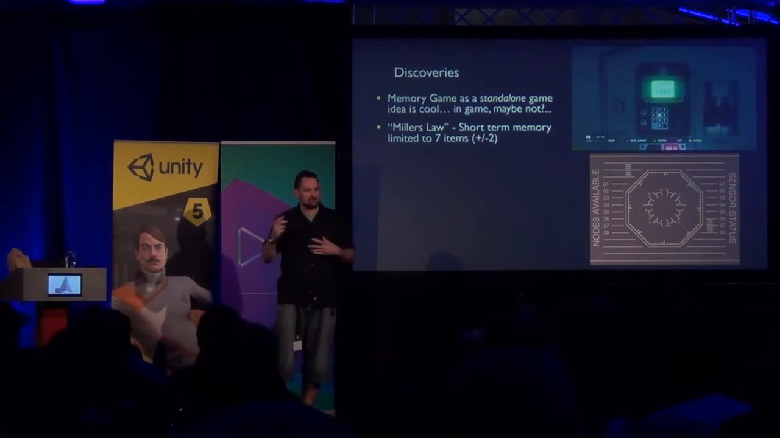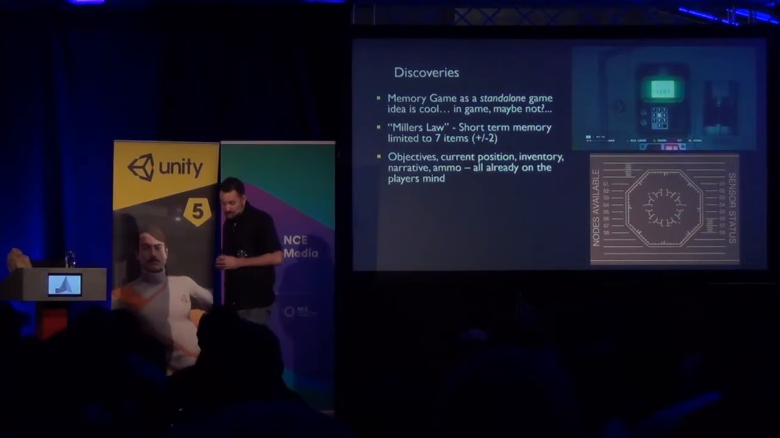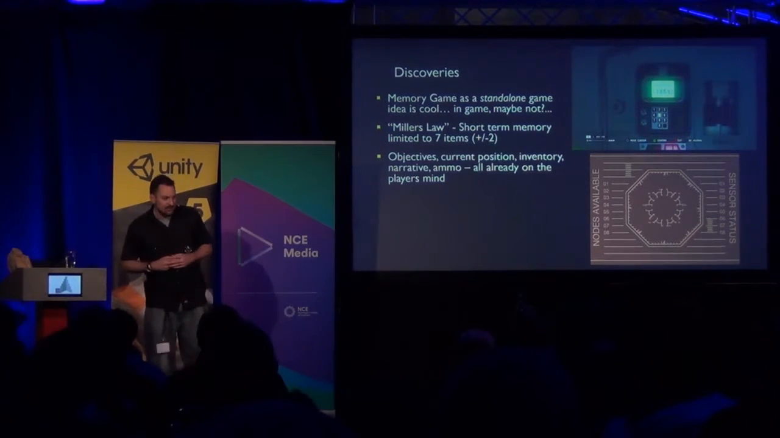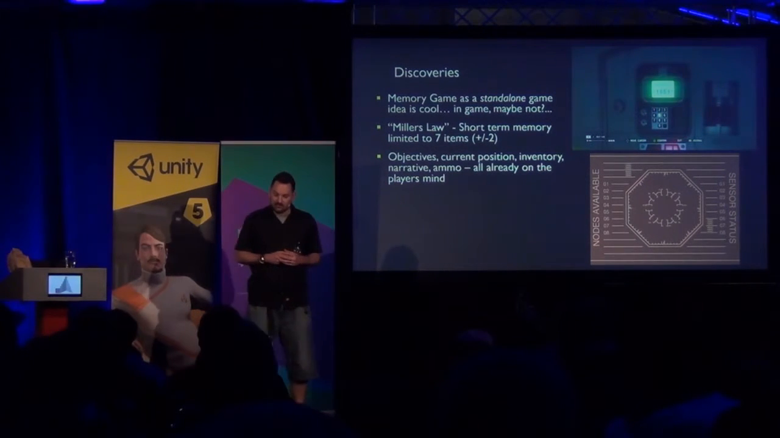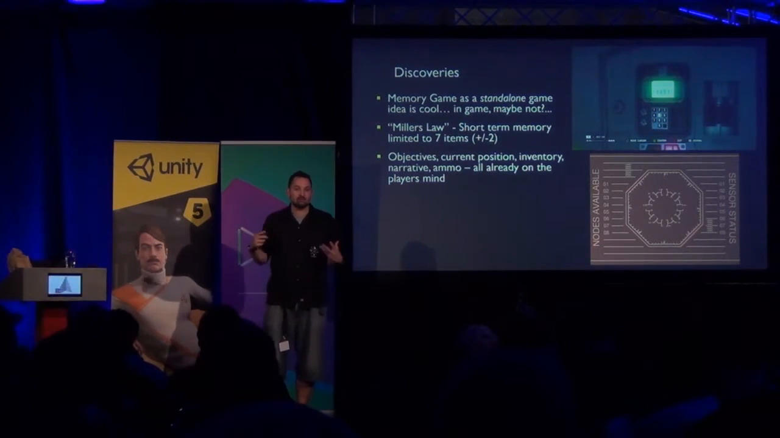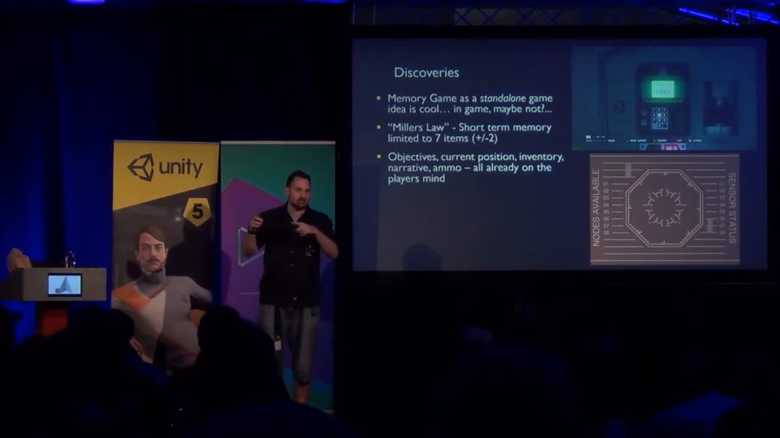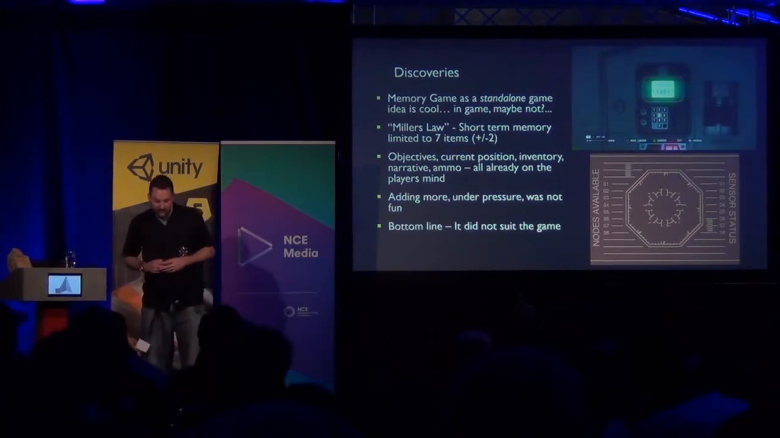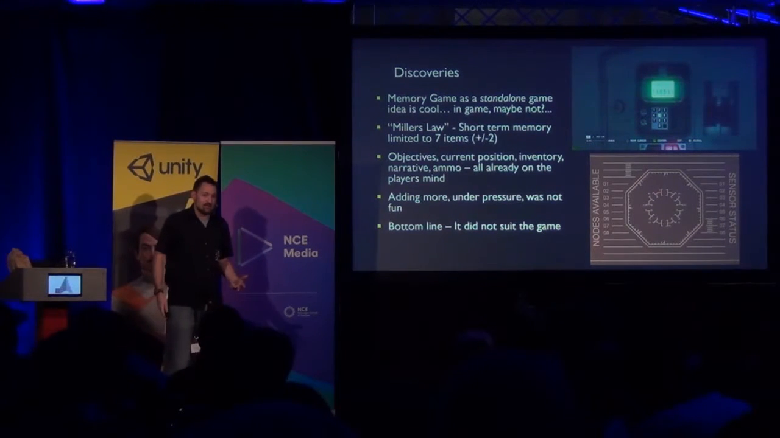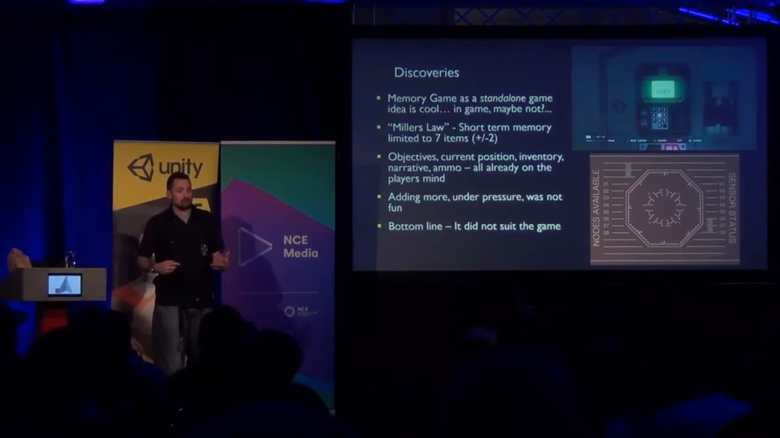There's this thing called Miller's Law, which is your short-term memory is limited to around 7 items, plus or minus 2 depending on the type of person you are. As a player, you're thinking about objectives, current positions, inventory, stuff that's happening in the story, ammo. This is all on your mind, and on top of that, we're saying, remember these numbers so you can go through this thing, and it just didn't quite gel with the player. So adding more wasn't fun in any way.